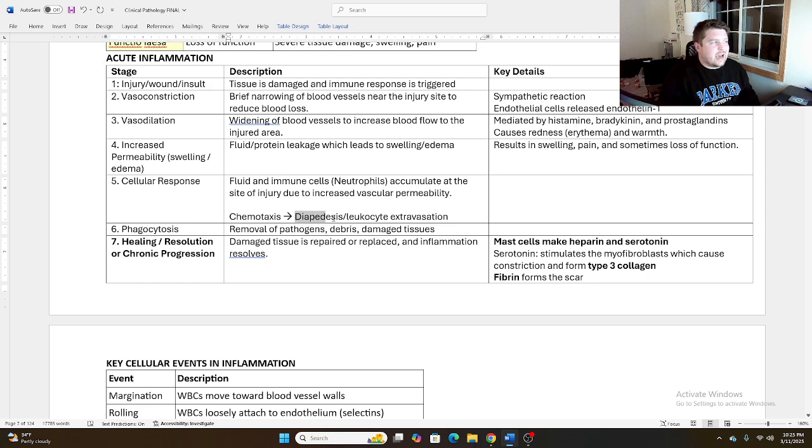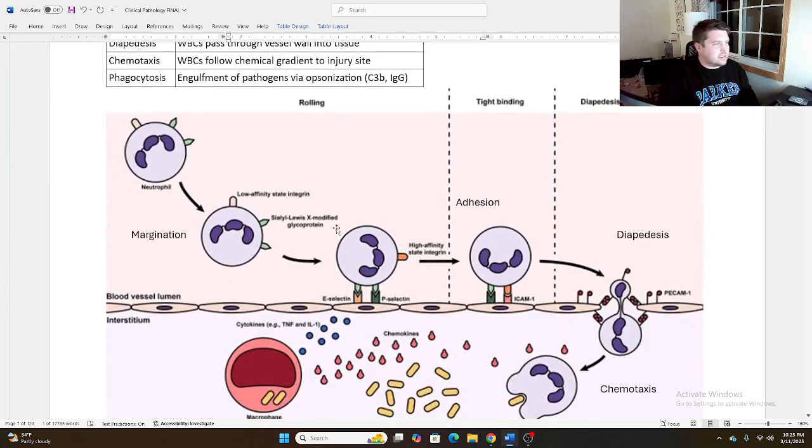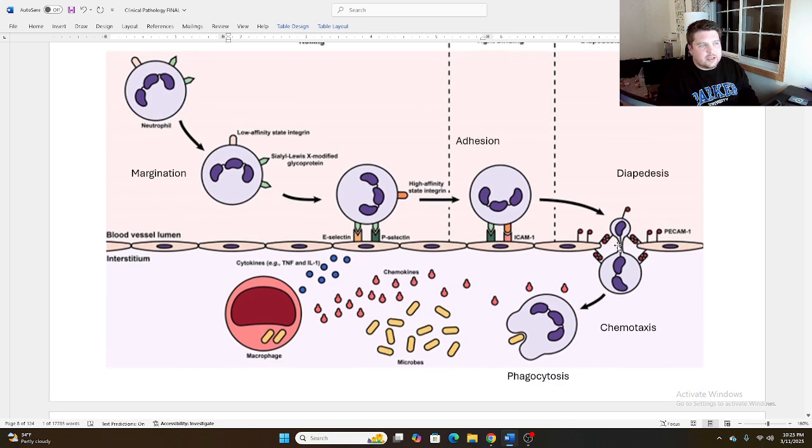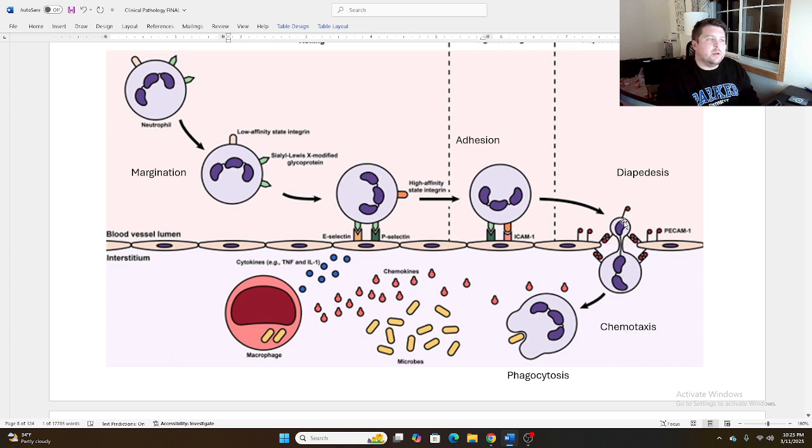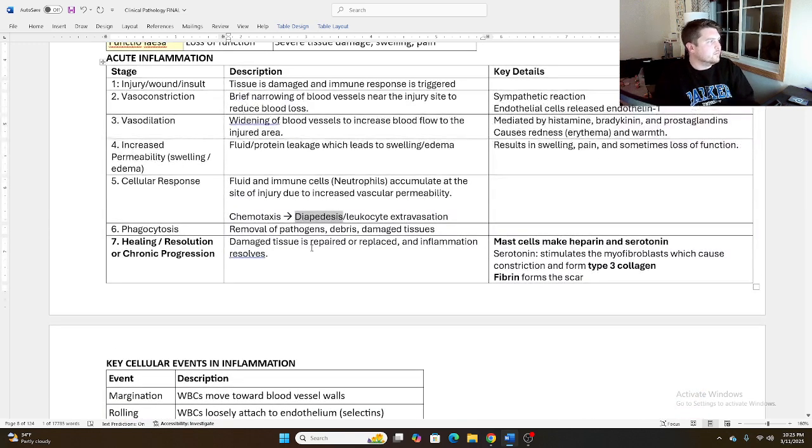It triggers diapedesis. Diapedesis is the process of the cells going from the bloodstream, getting closer to the endothelial wall. Then they do a little rolling along it until they match up and bind and adhere, and then do diapedesis, which is the immune cells passing through the endothelial wall into this space to go and do the phagocytosis. Phagocytosis is the next step, removing the pathogens, debris, and damaged tissue.